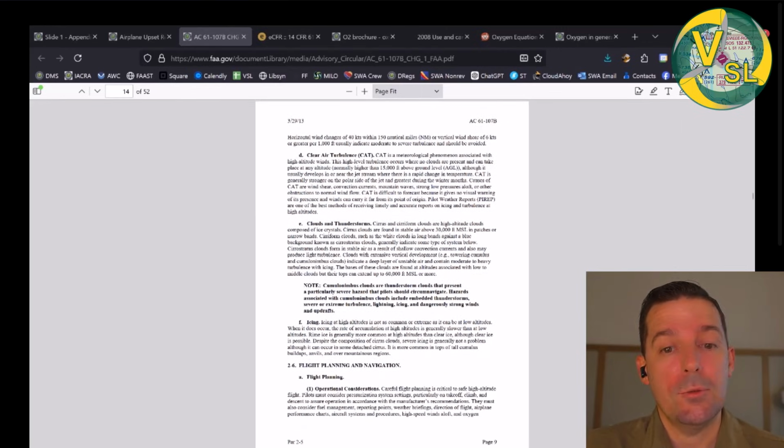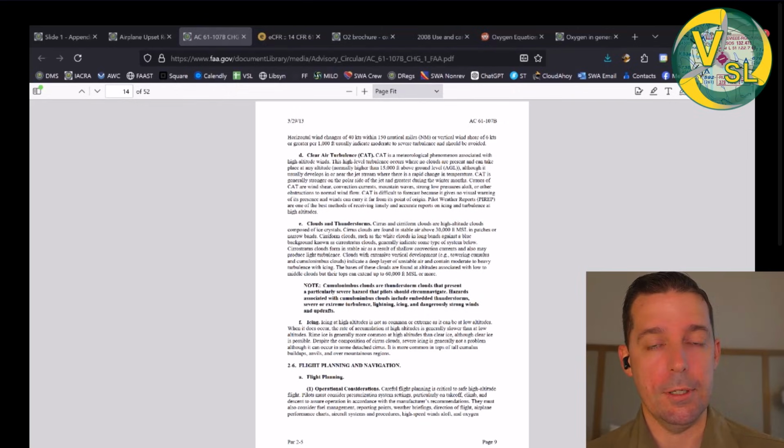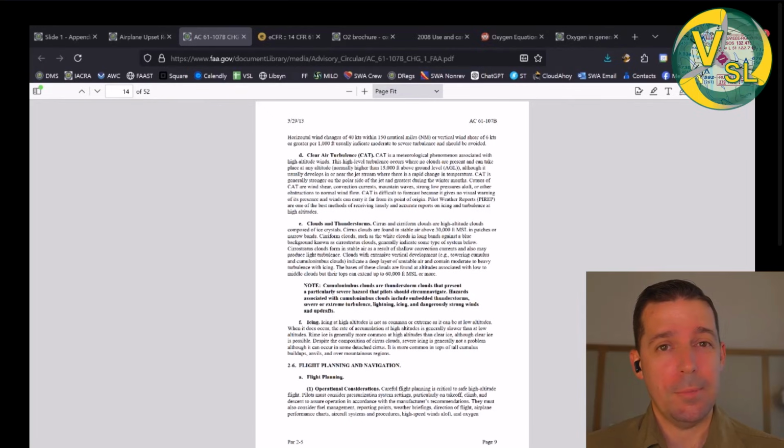Next, we have clouds and thunderstorms. Cirrus and cumuliform clouds are high altitude clouds composed of ice crystals, and then it goes on to talk about these different clouds. At high altitude is where you'll start to see the ice crystals crystallize, typically at a temperature below about negative 40 degrees, where you're no longer really worried about icing conditions. There are ice crystals, but they're so developed as crystals that they're not going to stick to your aircraft. They're just going to bounce right off.